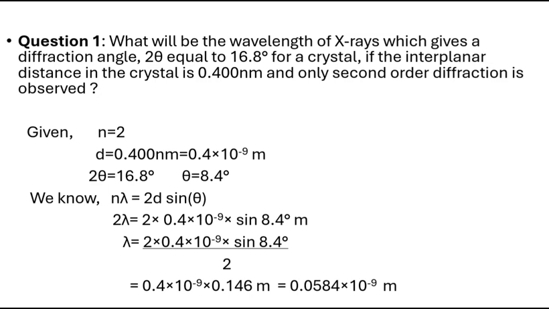Here in the question, n, d and theta are given. Substituting the values of n, d and theta, we get the wavelength lambda as 0.0584 into 10 raised to minus 9 meter, or in angstrom unit it is 0.0584 angstrom.